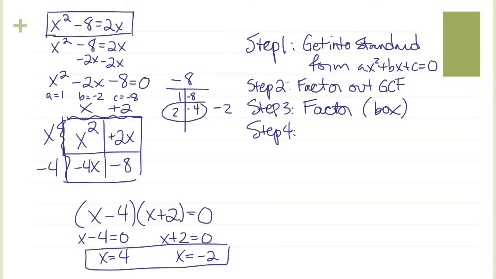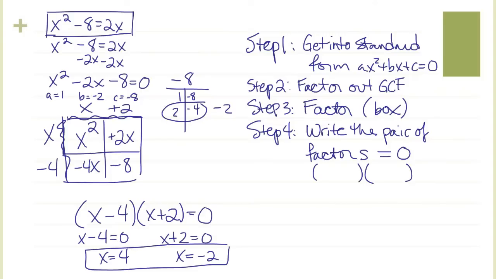Step 4, we're going to write the pair of factors equal to 0, right? So it's going to be something times something equals 0, or it's got binomials in there, or sometimes they're not going to be two binomials, but usually it's going to be two binomials. We'll see some examples where it's not.